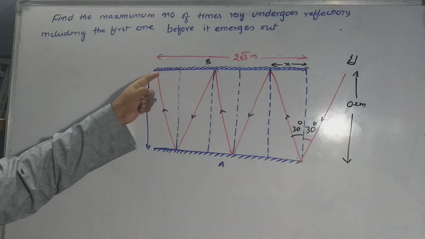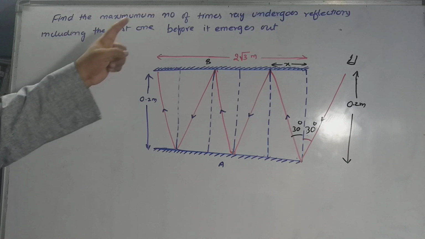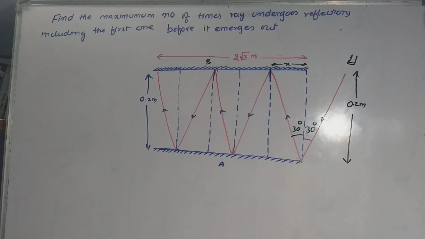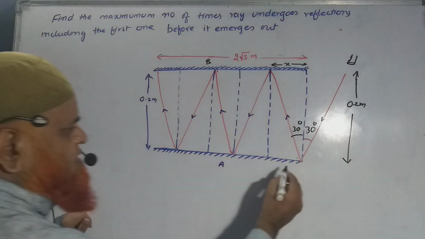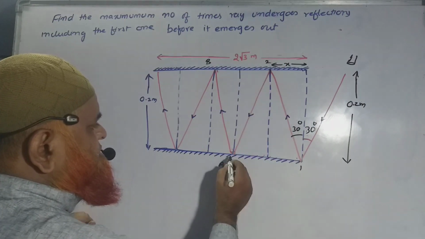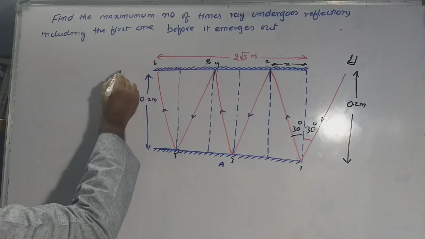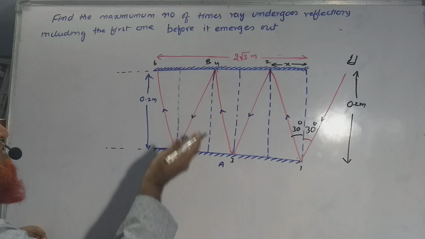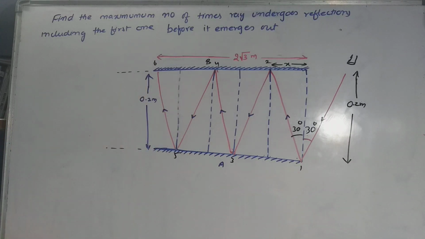It is given that the length of the plane mirror is 2 root 3. Then the question is, find the maximum number of times the ray undergoes reflection, including the first one. That means this is the first one. So this is considered to be the first reflection, second, third, fourth, fifth and sixth and so on. It is going to continue like that only. It's a very long mirror, but I have drawn a very short one here because there is no space to explain that. So try to understand here.